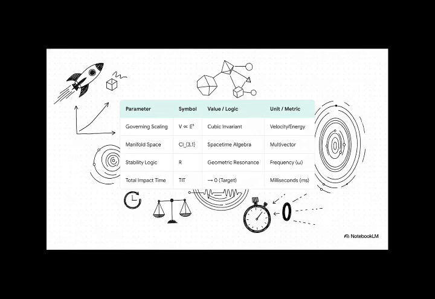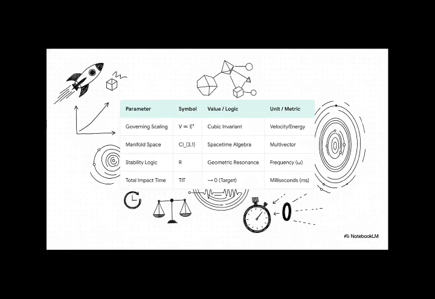First, governing scaling. All this means is that as you add more energy, the system gets faster, exponentially. It's incredibly efficient. Second, manifold space. This uses a really complex mapping system called space-time algebra. The easy way to think about it is like the system's own unique GPS for locating any piece of information in its multidimensional world. Third, you've got stability logic, which uses something called geometric resonance. You know how on a perfectly tuned guitar, all the strings vibrate in harmony? This system does the exact same thing with data to keep itself stable and perfectly in sync.